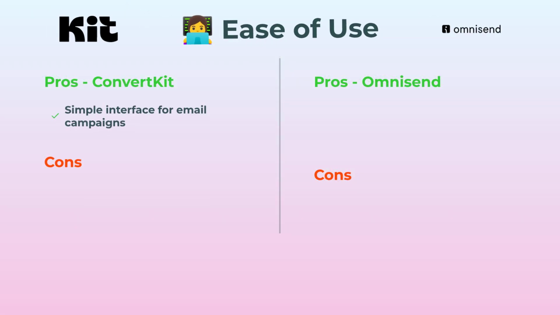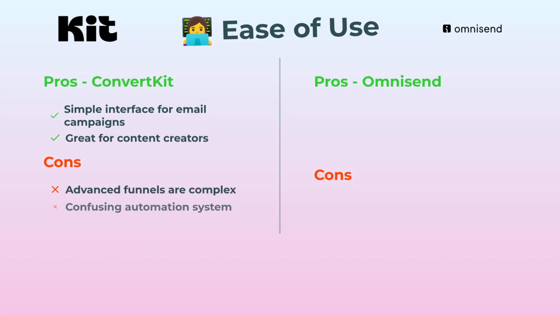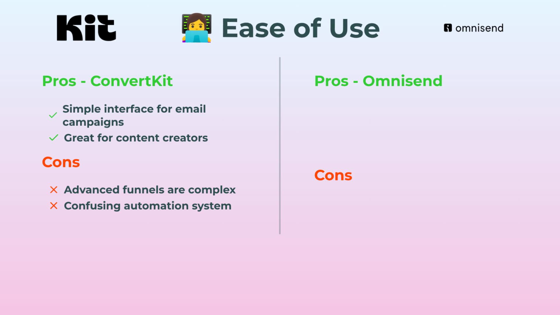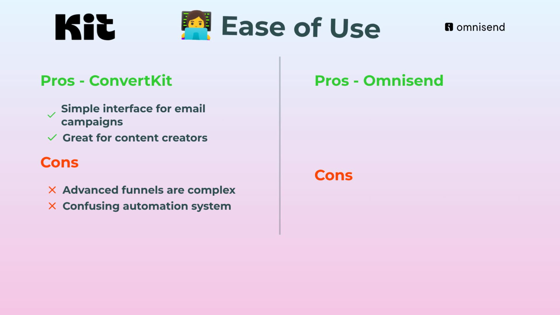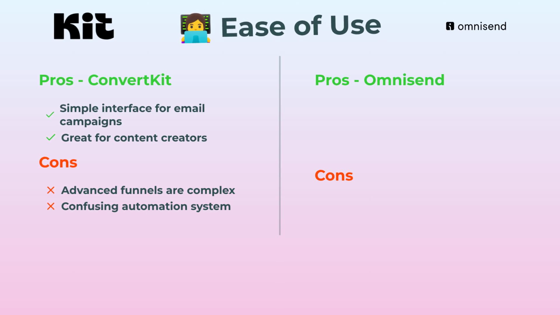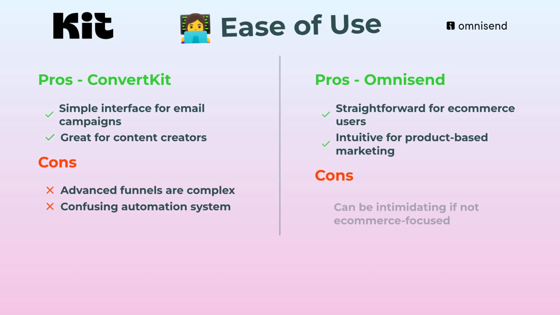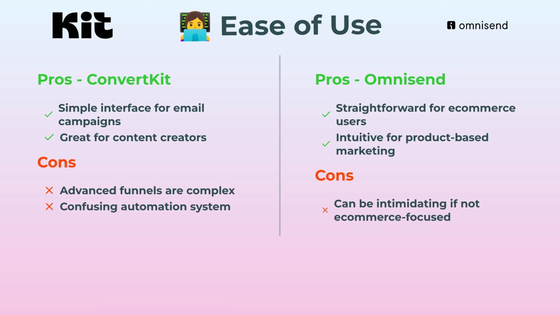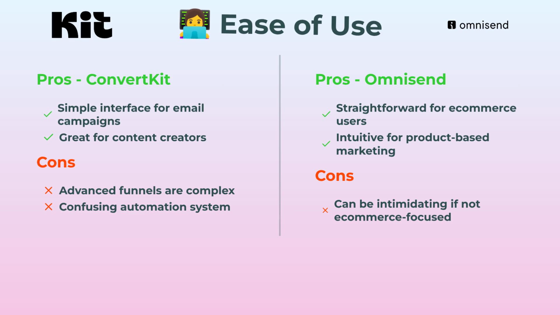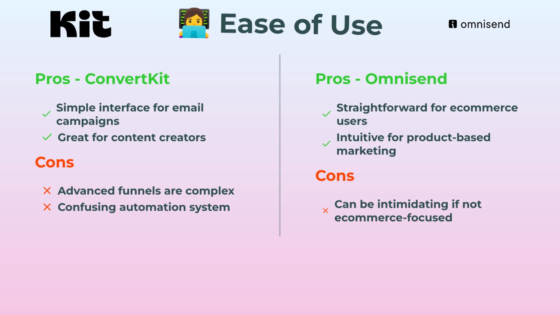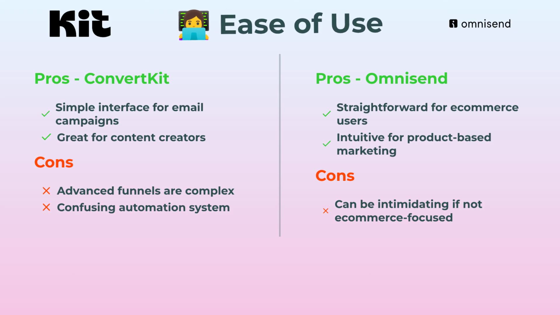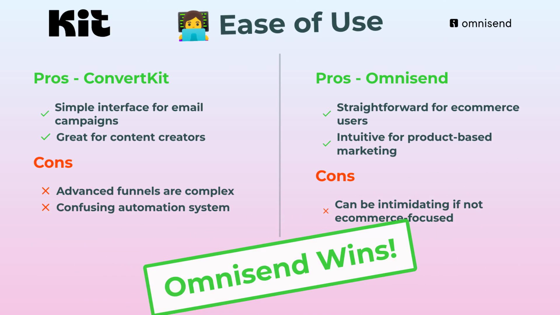Ease of use. Okay, so ConvertKit is awesome for simple email campaigns. The dashboard, super clean. If you're a content creator, it just feels right. But the minute you want advanced funnels, yeah, things go south pretty quick. The automation interface, honestly, it's confusing. Switching to Omnisend, the entire flow is streamlined for e-commerce. You get straight to the point. It's super intuitive if you're selling products. But fair warning, if you're not running a store, the platform can be a bit intimidating. Even so, Omnisend gets the win here for making complex stuff simple for stores.